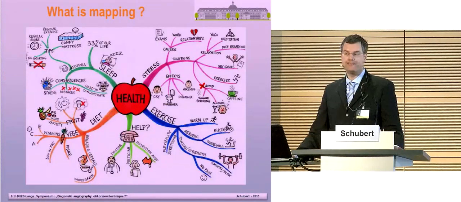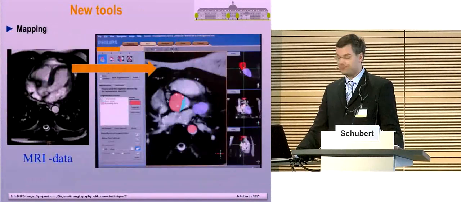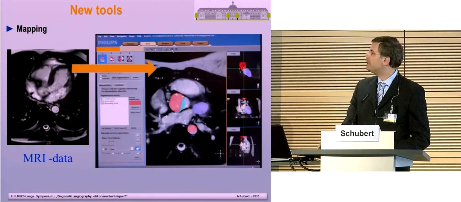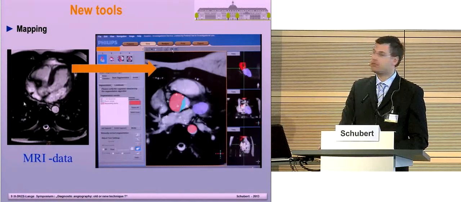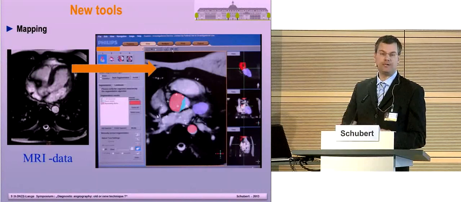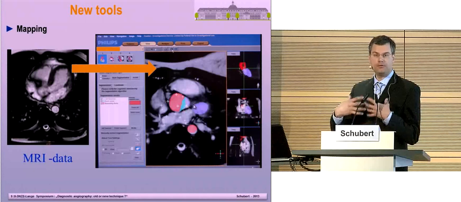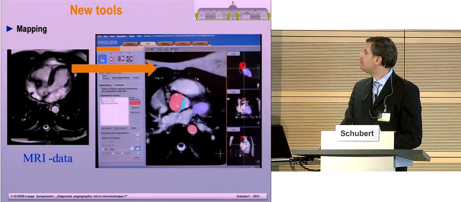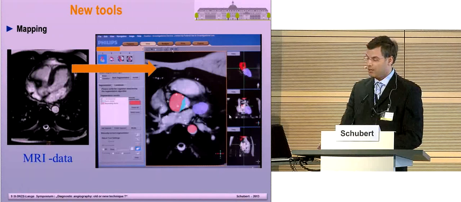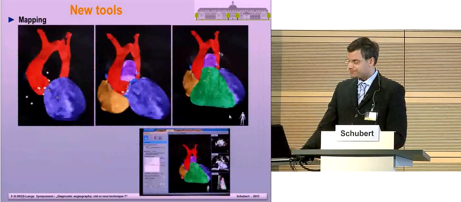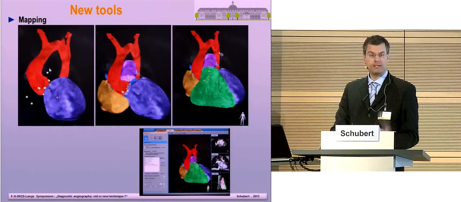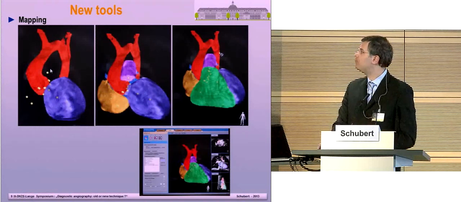So another point is, what is mapping? I think mapping is also a quite new technique. The main point is that we can take the MRI data of this patient and put them in our cath lab machine. Then we have a segmentation tool where we can define the vessels or the ventricles, and we can choose, as you can see here, which vessel we want to look at. I can exclude the pulmonary, or I can include the pulmonary. It depends on my intervention, what I want to use.